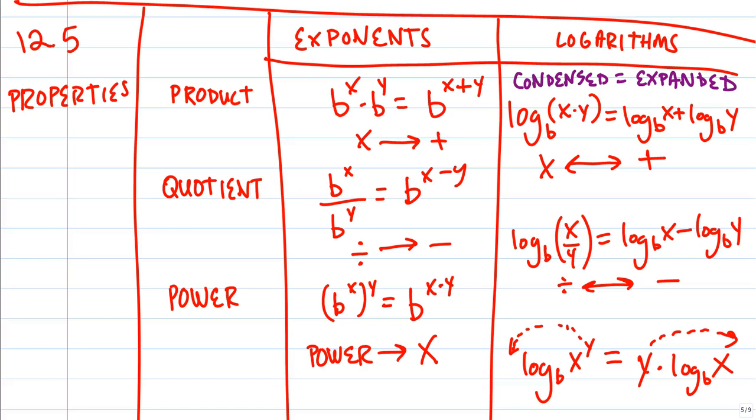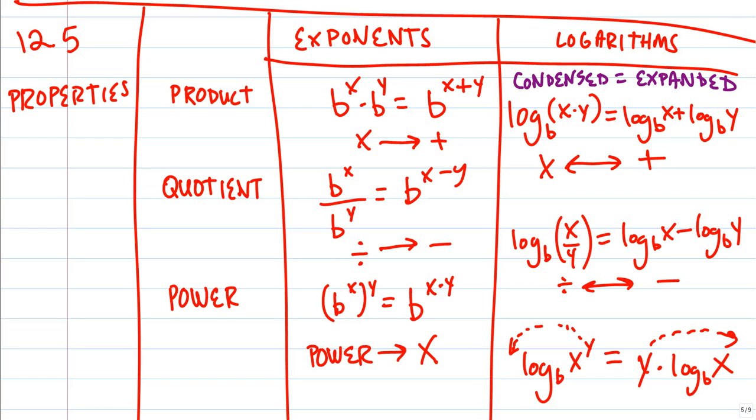So in 12.5, we're going to be looking at the properties of logarithms. What drives me crazy is that when I was taught these, I was just taught to memorize them. But if you remember, logarithms are the inverse of exponents, right? So the whole purpose of this is to undo that: 2 to what power makes 5?